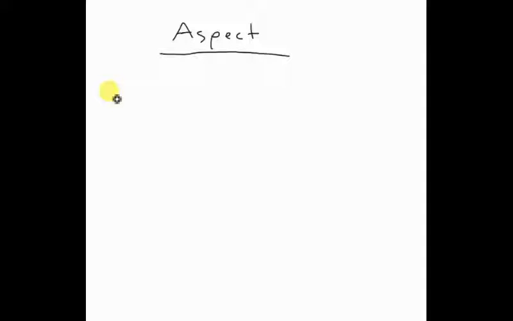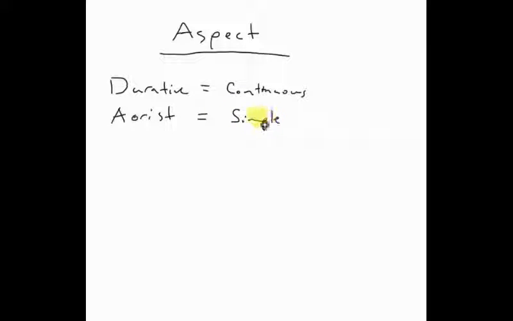There is a third one, but we're not going to get into that. These are the two main ones that will serve all of our purposes. There's the derivative aspect, and the aorist aspect. And in school, you may have heard the term continuous, and you may have heard the term simple. Continuous past, let's say, or the simple past.